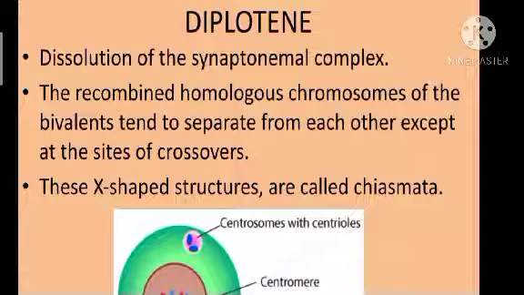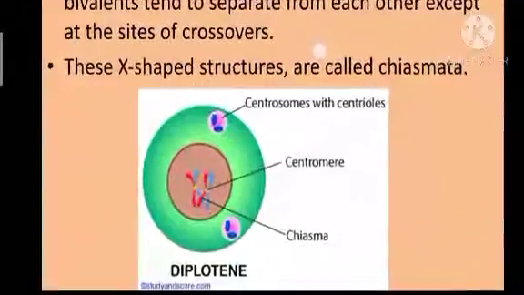Next is diplotene stage. During diplotene, the dissolution of the synaptonemal complex occurs. The synaptonemal complex is formed at the zygotene stage when the pairing of homologous chromosomes occurred, isn't it? So that will be dissolving, and now the homologous pairs, that is the bivalent chromosomes, tend to separate from each other except at the site of crossover, that is in the place where crossover has occurred.